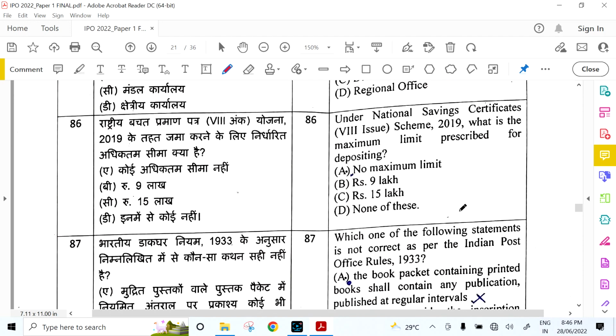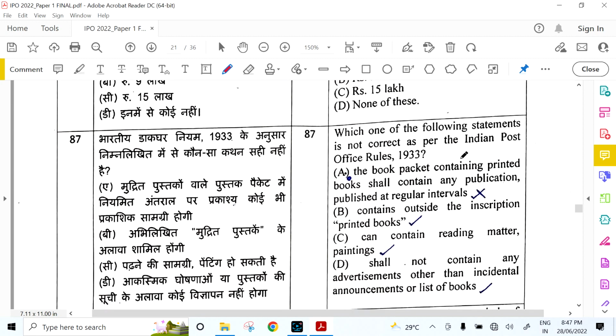Under NSE 8th issue, what is the maximum limit prescribed for depositing? It is no limit. Which of the following statements is not correct as per India Post Office rules 1933? The book packet containing printed books shall contain any publication published at regular intervals. Contains outside the inscription printed books. Can contain reading matter, paintings. Shall not contain any advertisements other than incidental announcements or list of books.